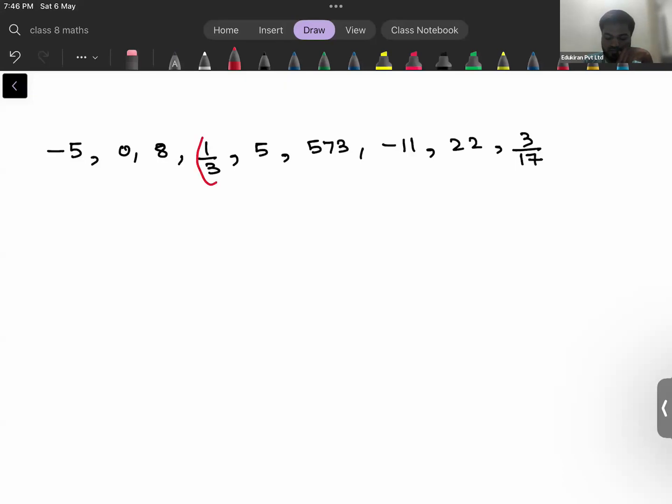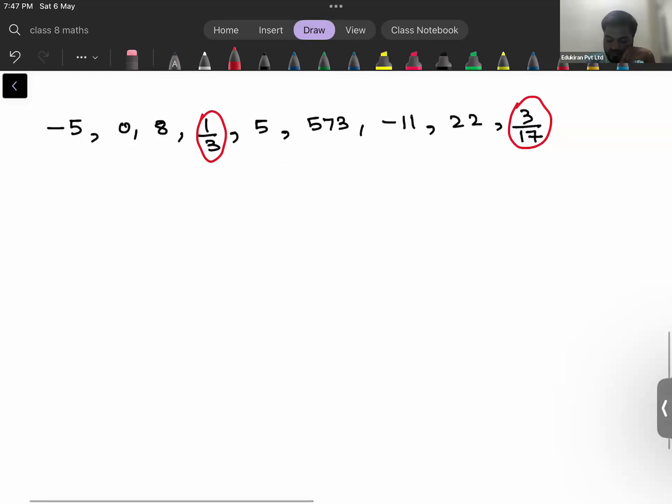1/3 and 3/17. Can you say why you have listed out these three values? Because they are not integers, sir. Fractions and decimals are not integers. Exactly. Very good. Because fractions and decimals are not integers, they are supposed to be whole numbers. Okay, I'm again writing a few more numbers.